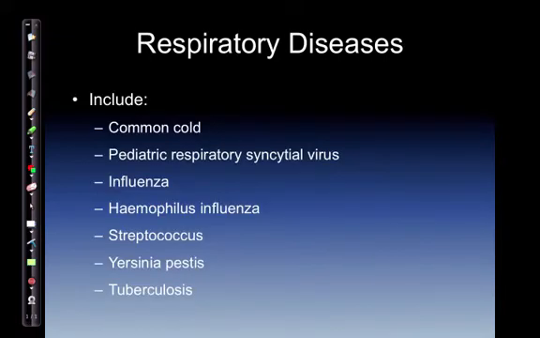Respiratory diseases. We can include the common cold. The causative agent on this is a virus, from the rhinovirus or coronavirus family. Pediatric RSV often starts as a low-grade fever, runny nose, and cough, but it can progress to bronchiolitis, an infection of the bronchioles that typically presents with wheezing.